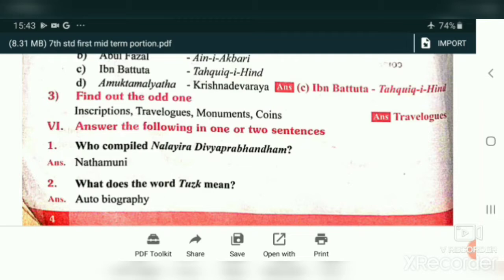Then we will move to 2 mark questions. Answer the following in 1 or 2 sentences. Who compiled Nalayira Divya Prabandham? Nathamuni. Nalayira Divya Prabandham was compiled by Nathamuni. What does the word Suzik mean? Autobiography. Suzik means autobiography.